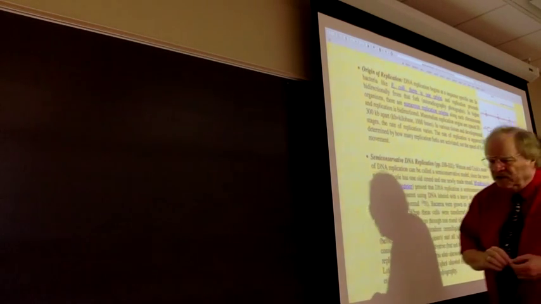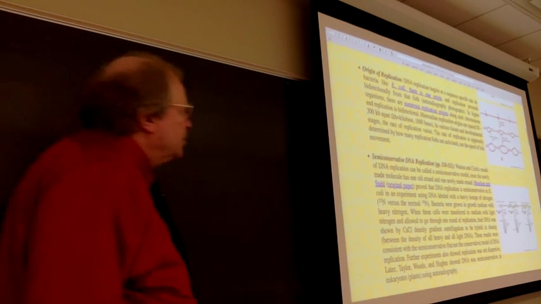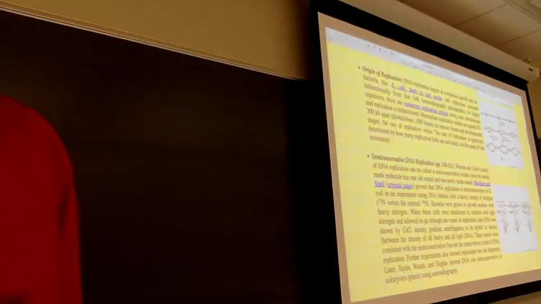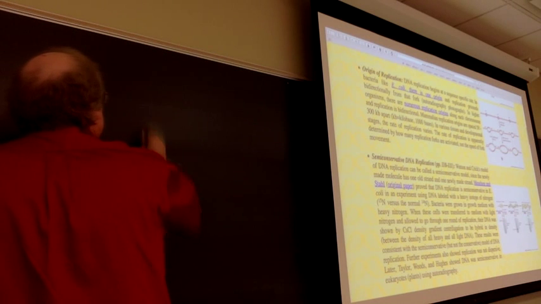And there was a series of studies, I didn't even give you the name here, by a man by the name of Cairns. I suppose you should know John Cairns' name. I believe he's British, if I remember right. Cairns did some early experiments trying to visualize DNA replication in E. coli.